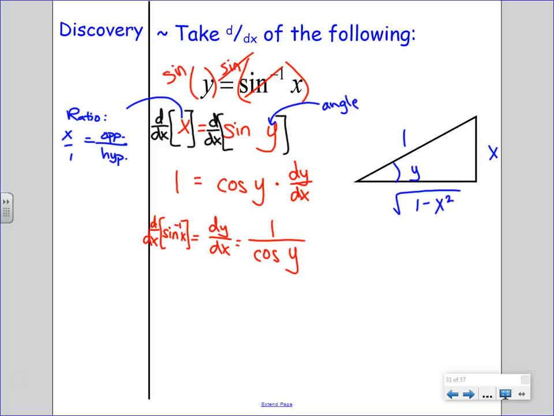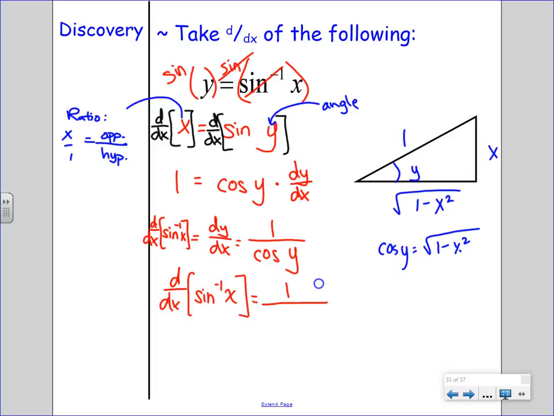Wait. Who is cosine of y? Adjacent over hypotenuse. So I can say cosine of y equals adjacent over 1. He's not trigonometric.